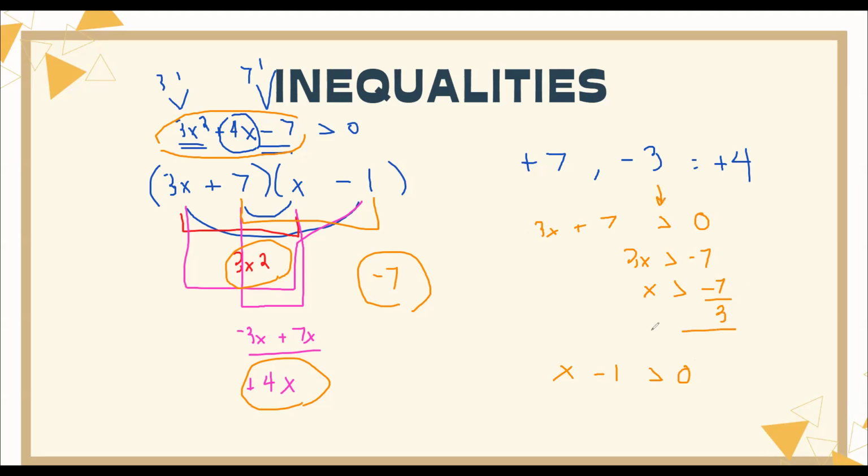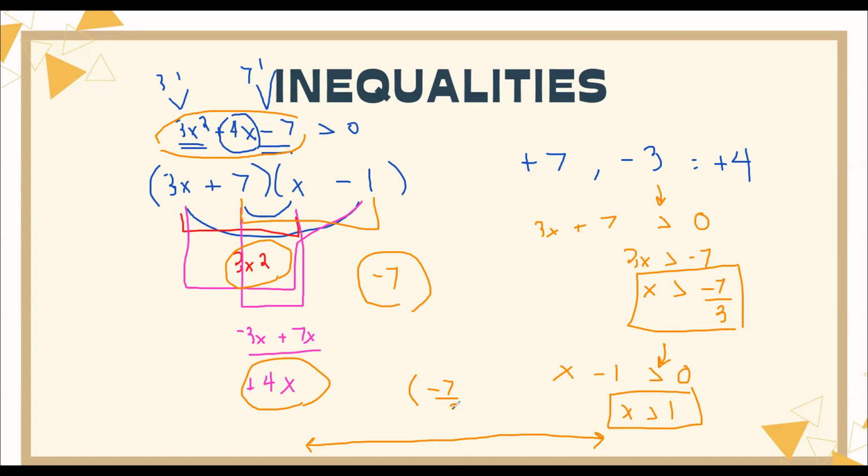So positive. Then same thing here, positive din siya, greater than 0. So x is greater than 1. These are our roots. Negative 7 over 3 or 1. Or in inequalities, this would be in your number line. And this is our interval, right? So we have negative 7 over 3. And then we have 1 yung inequality natin.